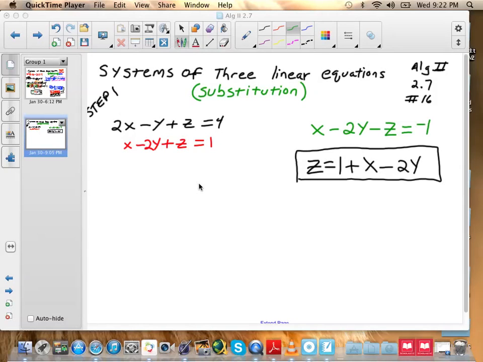This is going to be our second video in the segment. We're going to show the second and third step. Again, this is systems of three linear equations for Algebra 2, section 2.7, number 16. So let's take a look at where we left off.